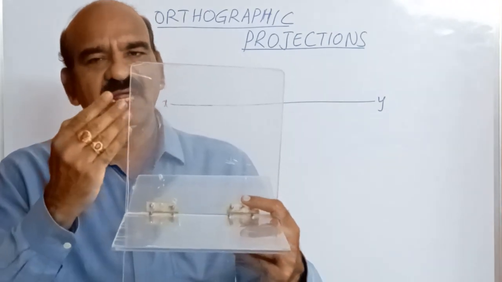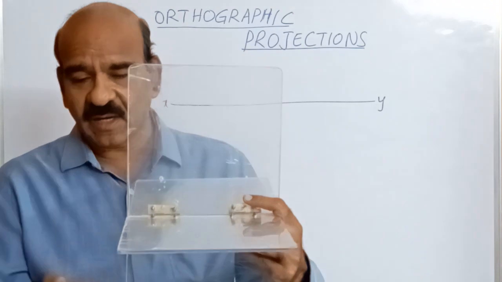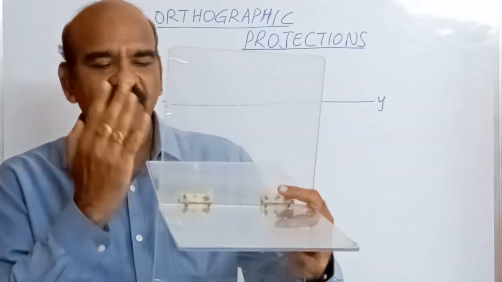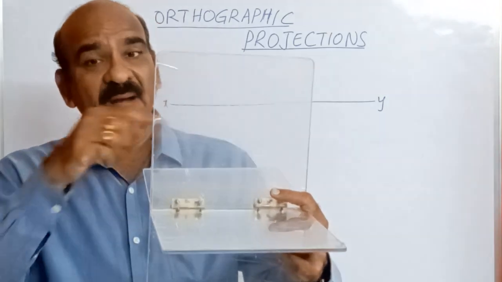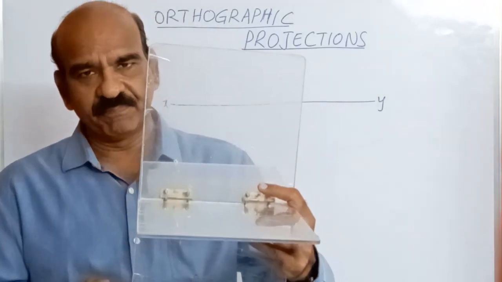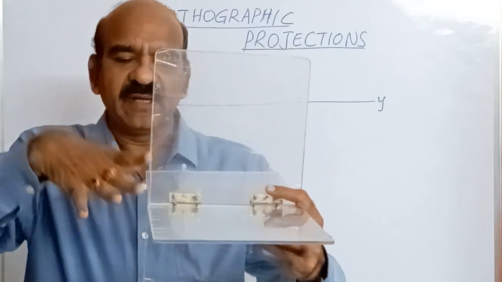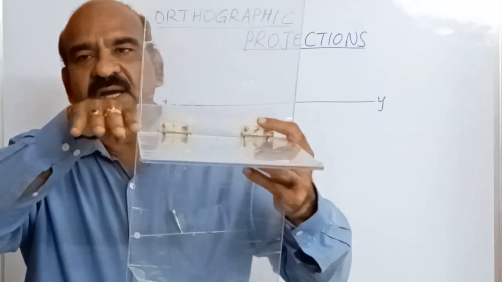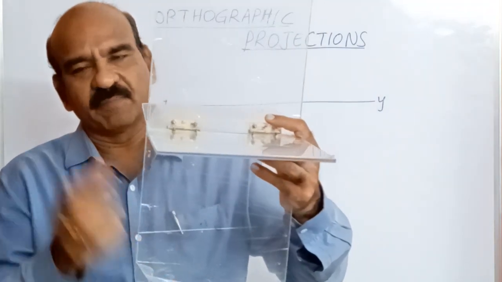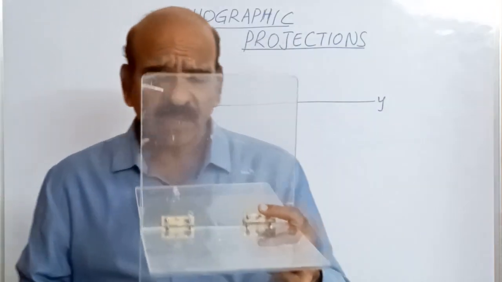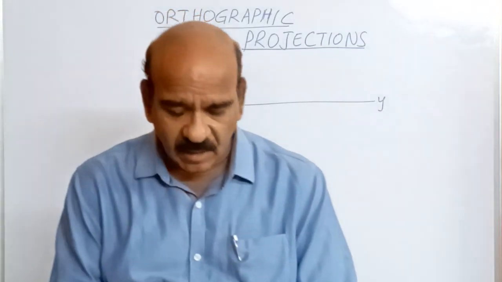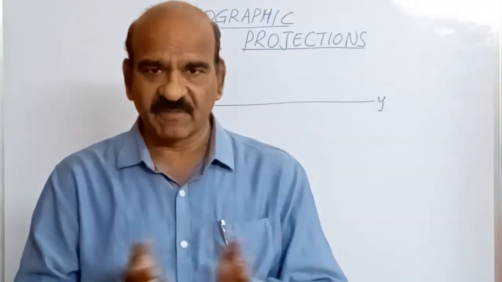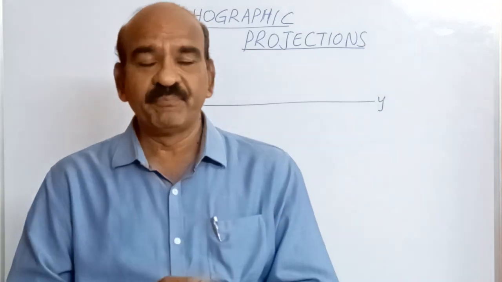It is said to be in front of VP. It may be here or here. The object, when it is here, it is in front of VP. If it is here, it is said to be behind VP. For the horizontal plane, it is either here or here. It is said to be above the horizontal plane, and here it is said to be below the horizontal plane, like this. Now, we are going to draw the projections of different objects, starting from lines, planes and all.